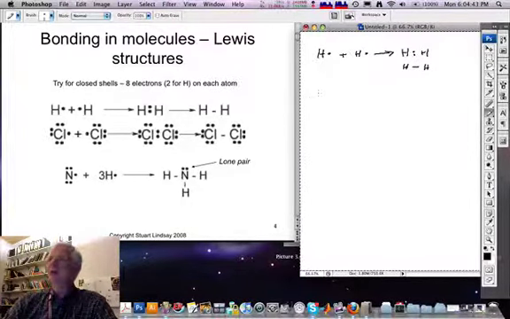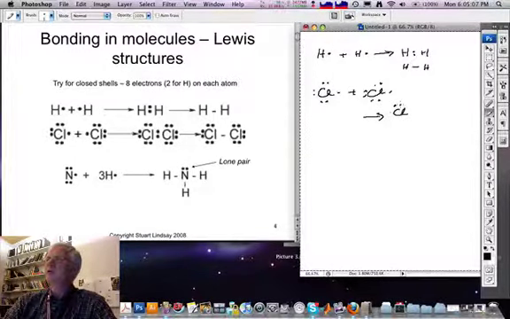So here is the Lewis structure of Cl2. Chlorine has a total of 7 electrons: 1, 2, 3, 4, 5, 6, 7. So the resulting Lewis structure of Cl2 then, 1, 2, 3, 4, 5, 6, and 2 electrons shared in a covalent bond. So this chlorine now has a closed shell configuration, as does this second chlorine.